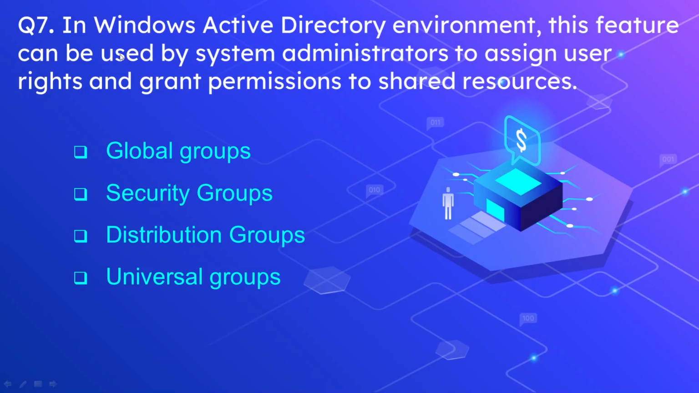Question number 7 is that in Windows Active Directory environment, this feature can be used by system administrators to assign user rights and grant permissions to shared resources. And the options are global groups, security groups, distribution groups, and universal groups. And the correct option is security groups.